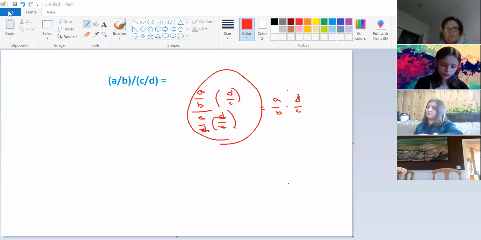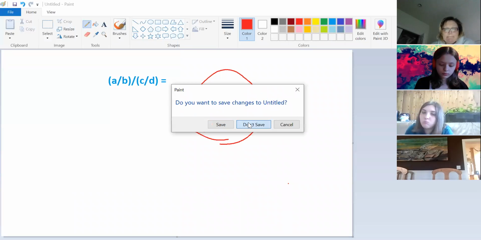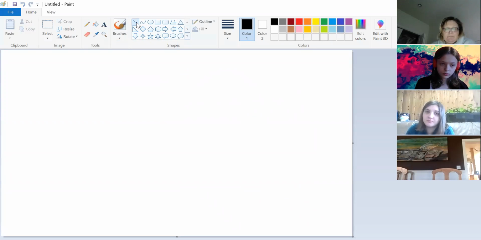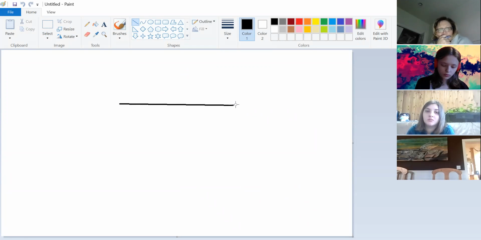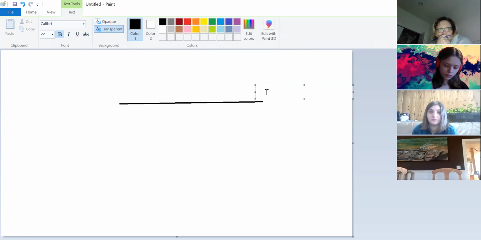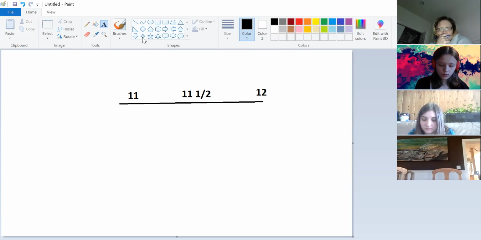Okay, you see my paint board now. You do see it, right? Yes. Okay. And the first thing we're going to do is draw a line. It's supposed to be straight. And then here we'll call this 12. Here we'll call it 11 and a half. And over here we'll call it 11. And we'll put some marks on this thing.